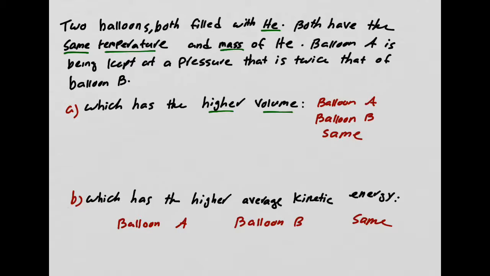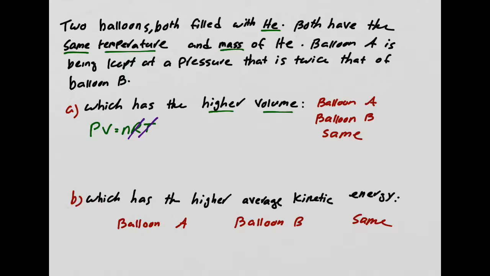If you look at this, you will see right away that this is a gases problem. Every time you see a gas problem, I'm going to write down PV equals nRT. So far, so good? Okay. Now, I have two balloons, but they both are filled with helium. They have the same temperature, so what that means is I can cross out T. I can cross out R, it's a constant. Now, they have the same mass.